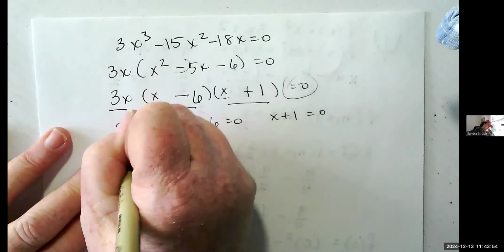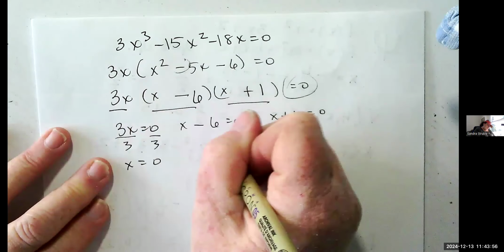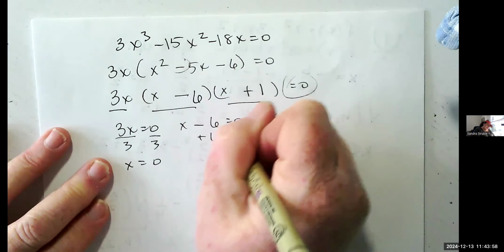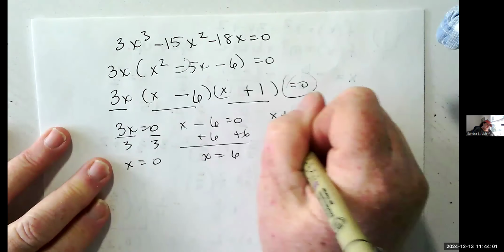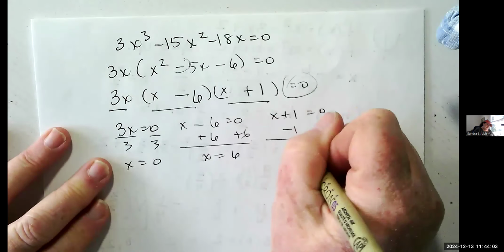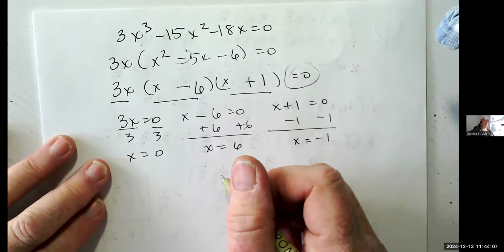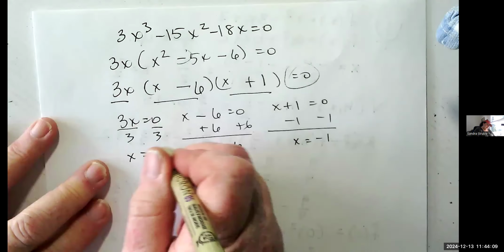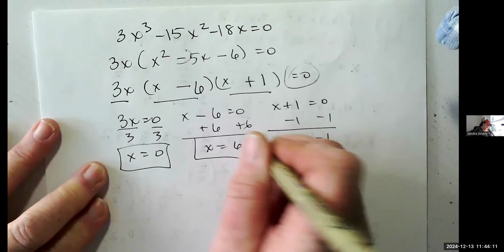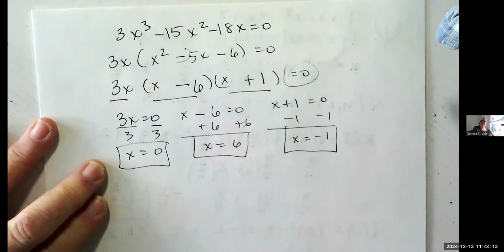Divide both sides by 3. We've got x equals 0. Add 6 to both sides. X equals 6. Subtract 1 from both sides. X equals negative 1. So for factoring and solving, those are our zeros. X equals 0, 6, and negative 1.